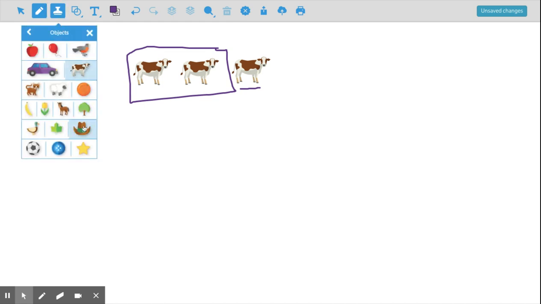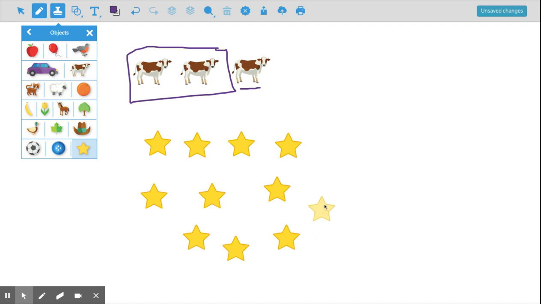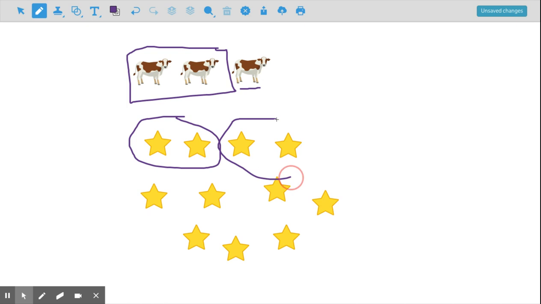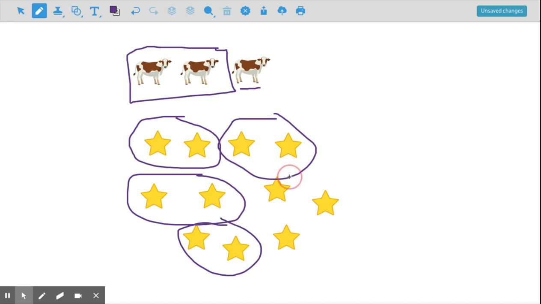And if we have some stars, 1, 2, 3, 4, 5, 6, 7, 8, 9, 10, 11. Let's group those together. Okay, so here is a pair. Here is a pair. Here's another pair. There's a pair, and here's a pair, and then we have 1 left over by itself. That means that 11 is also an odd number.